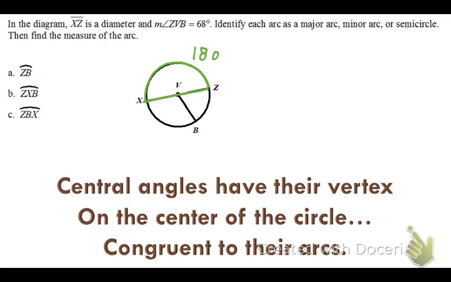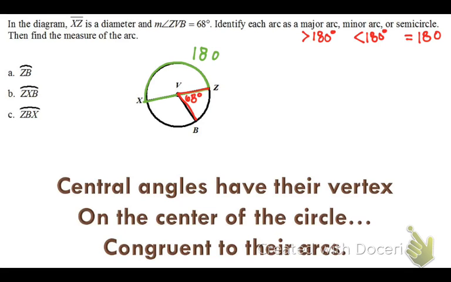All right, so it says the angle ZVB, which is right here, is 68 degrees. So use that. Identify each arc as a major, minor, or semicircle. A major arc is greater than 180. Minor arc is less than 180. Semicircle is equal to 180. Make sure you read the directions because I mark off. If you don't read the rest of the directions, you don't know to tell me if it's major, minor, or semicircle. And those are easy points.